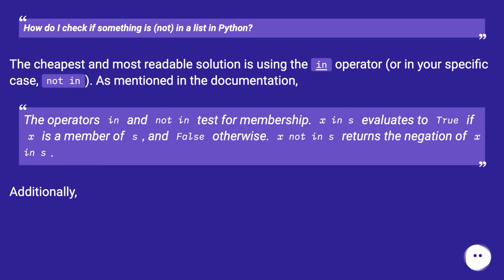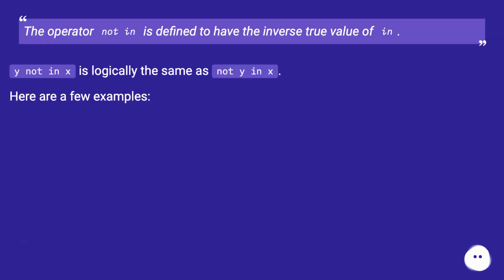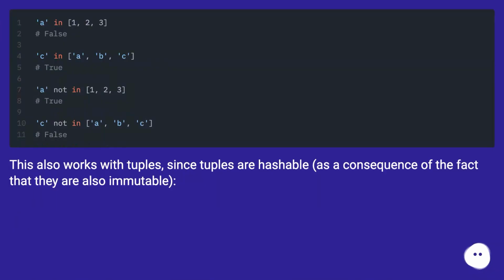Additionally, the operator not in is defined to have the inverse truth value of in. Y not in X is logically the same as not Y in X. Here are a few examples. This also works with tuples, since tuples are hashable, as a consequence of the fact that they are also immutable.